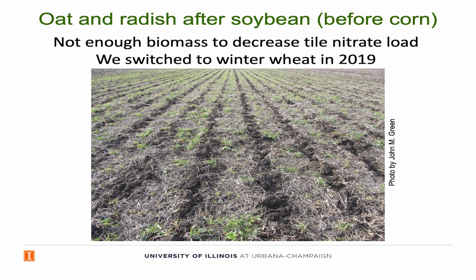Now here's what our oat and radish looked like ahead of corn. It's just not enough biomass to affect the tile nitrate loss. It's doing more than nothing, but I should have squatted down farther, and if I'd been lower when I took that picture, it might have looked greener and more impressive, but it's really just too sparse.